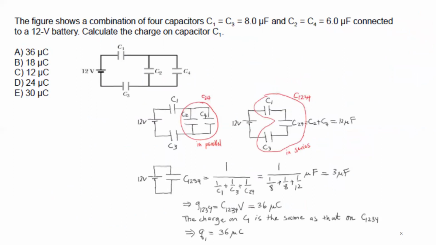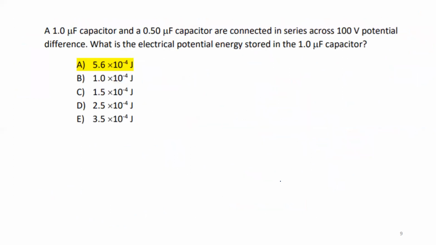Okay, so let's look at this problem here. Read the problem carefully. I have a 1 microfarad capacitor and a half microfarad capacitor connected in series across a 10 volt potential difference. What is the electric potential energy U stored in the 1 microfarad capacitor?